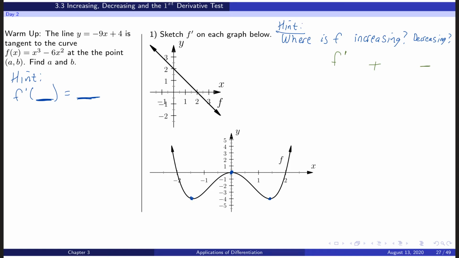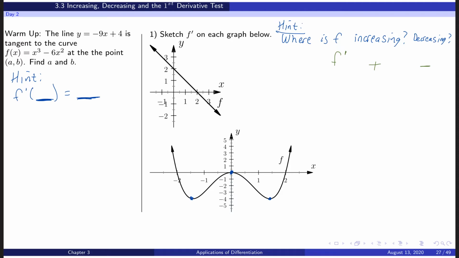This is the second half of the Chapter 3, Section 3 notes. We're still discussing increasing, decreasing, and the first derivative test. There's a warm-up question. You're given a line, and you're saying it's tangent to a curve, and you're supposed to find the point where the line is tangent to the curve. My hint is that this obviously involves the derivative somehow.